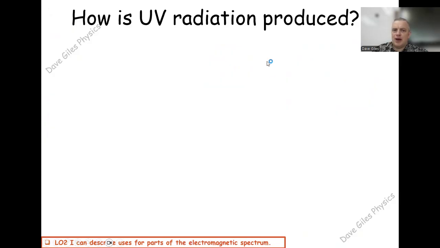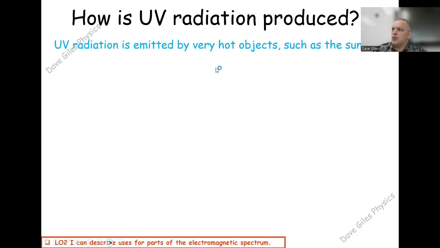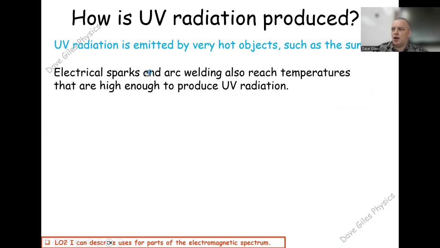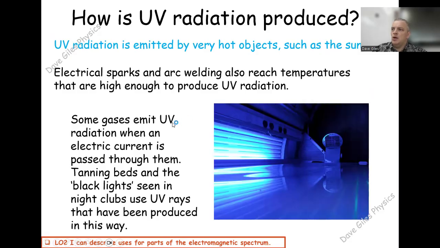So ultraviolet next. So ultraviolet is emitted by very hot objects such as the sun. Electric sparks and arc welding also reach temperatures that are high enough to produce UV radiation. So some gases emit UV radiation when electric current is passed through them. Tanning beds and black lights seen in nightclubs use UV rays that have been produced in this way.